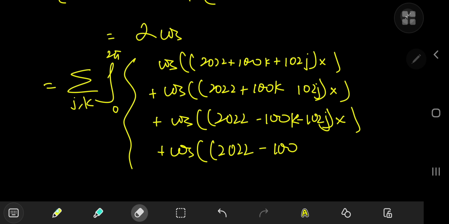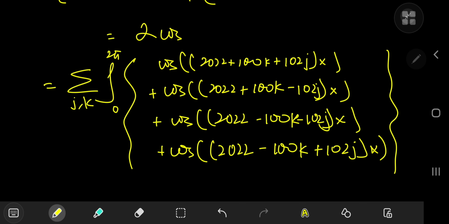Forgot to write the index variables and all of this chaos. Really sorry about that, guys. My bad. Anyway, so you got minus 100k plus 102jx. Yeah, that should do it.